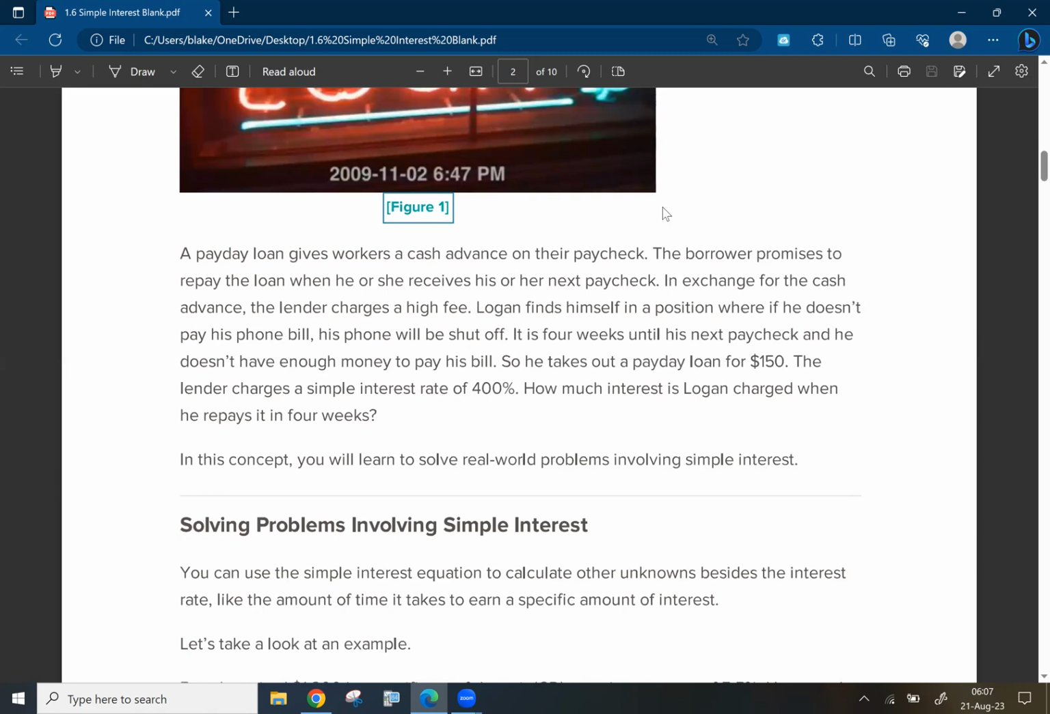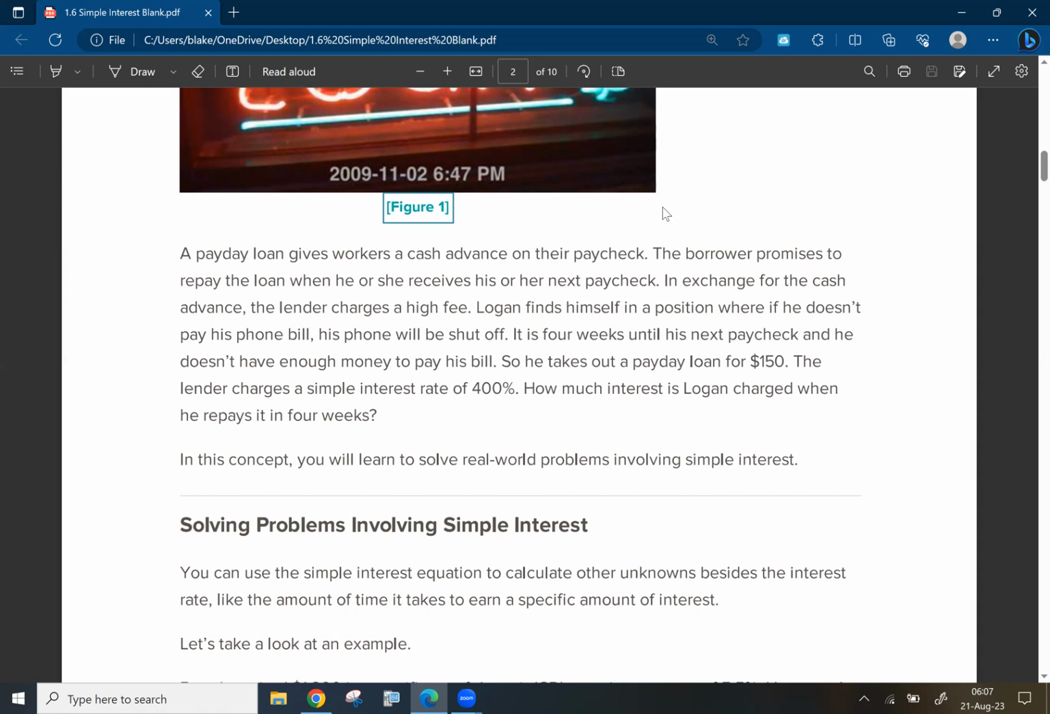Logan finds himself in a position where he doesn't pay his phone bill. His phone will be shut off. It is 4 weeks until his next paycheck, and he doesn't have enough money to pay his bill. So he takes out a payday loan for $150, and the lender charges a simple interest rate of 400%. How much interest is Logan charged when he repays it in 4 weeks?